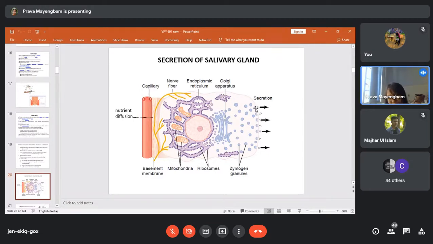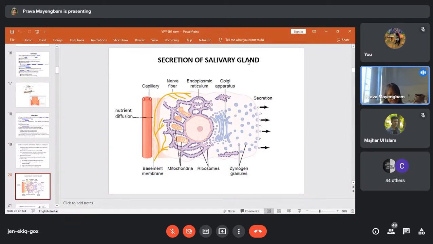Okay, they will get attached to the apical cell membrane and get ruptured, and they will be released from these secretory cells. This release will depend on the stimulus: the secretory cell gets the signal that this substance is required, so it leads to secretion.